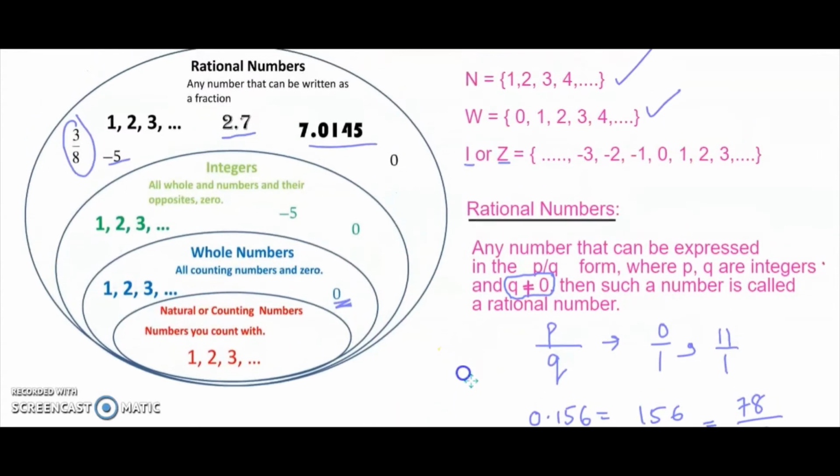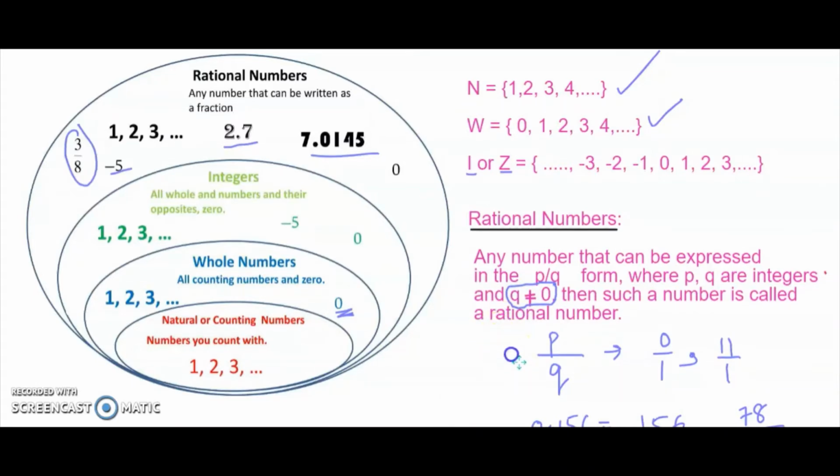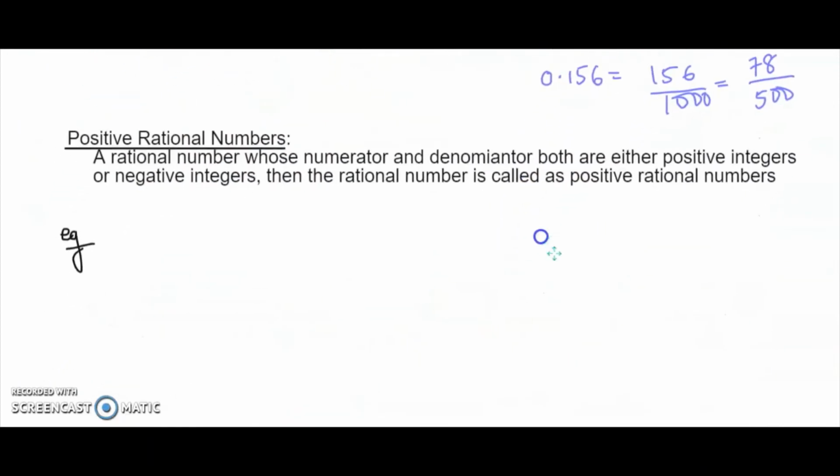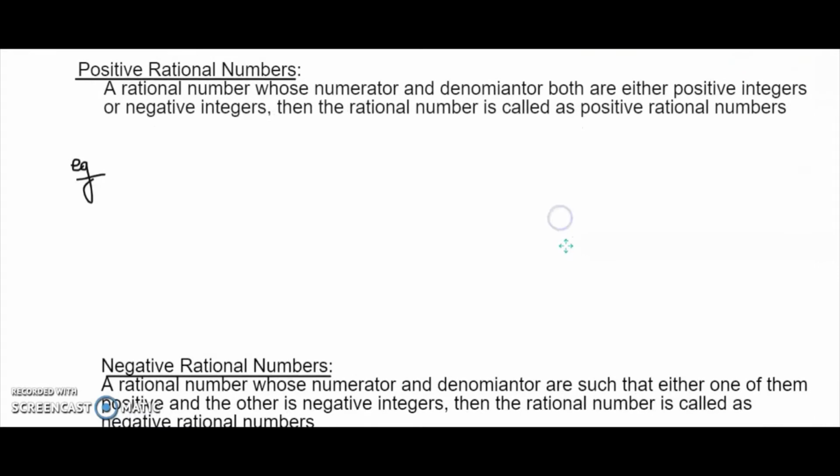So this is the basic definition, and we are going to look into rational numbers, and we are going to talk about different types of rational numbers and operations that we can do with rational numbers, mathematical operations. Okay. The first type of rational number that I'm going to talk about is positive and negative rational numbers.